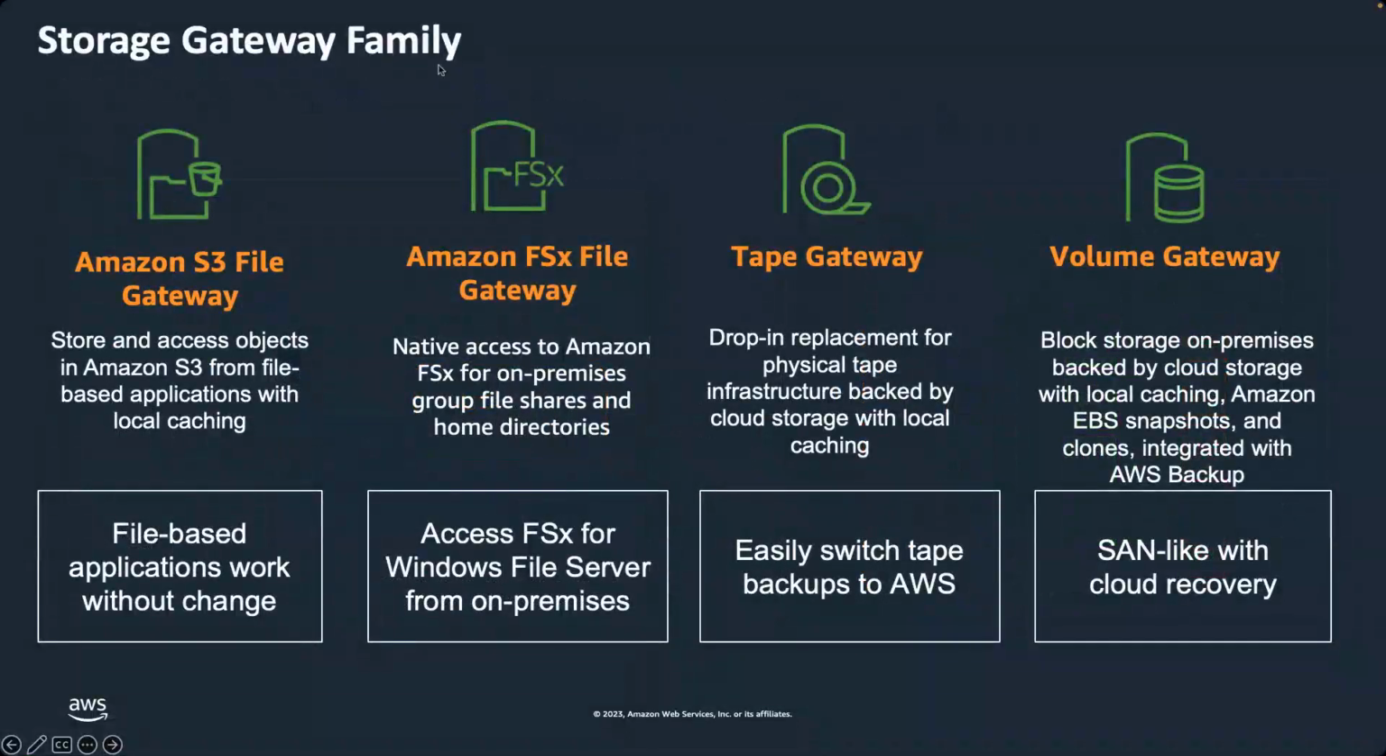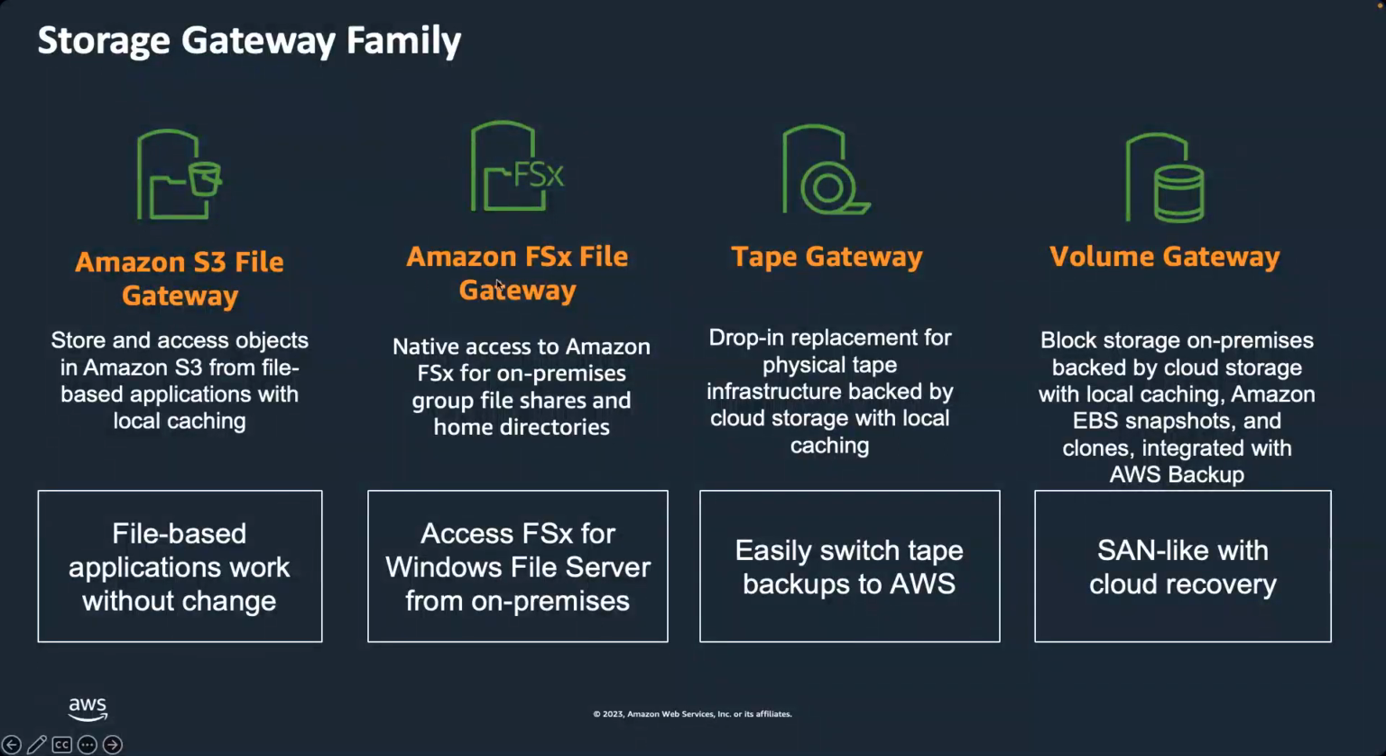As you may have noticed with most of the AWS services, we also have different types of storage gateway. And so there's a storage gateway family. We have file gateway for files, as you may imagine, tape gateway for drop-in replacement for physical tape. We have this Amazon FSx file gateway. So I didn't mention FSx, but it's also a file service for Windows files. So it's a Windows file server.